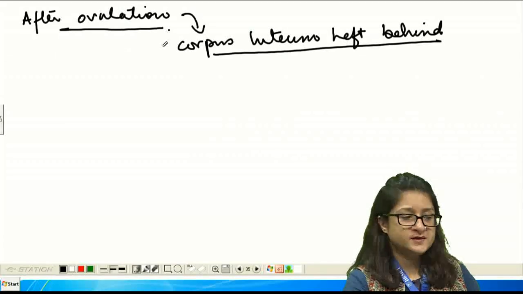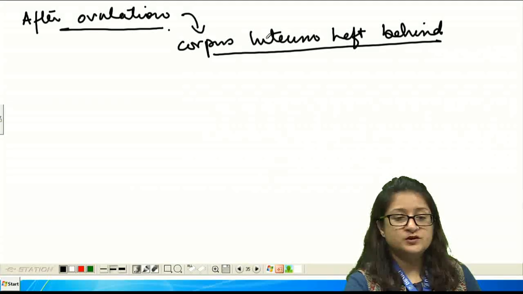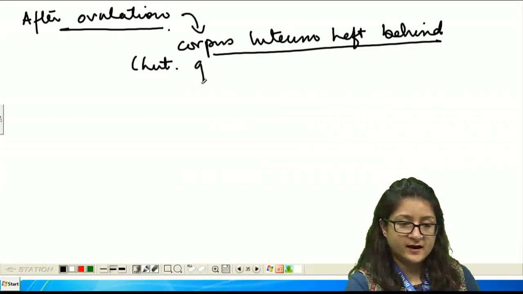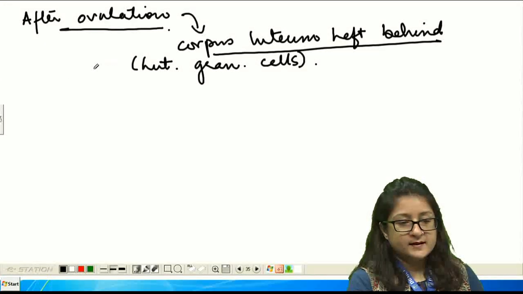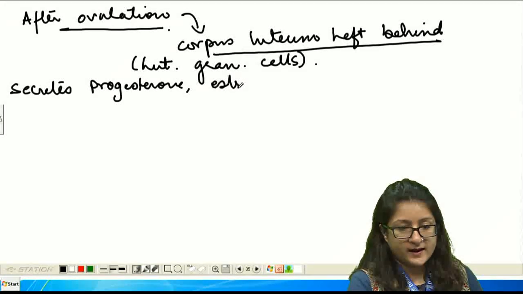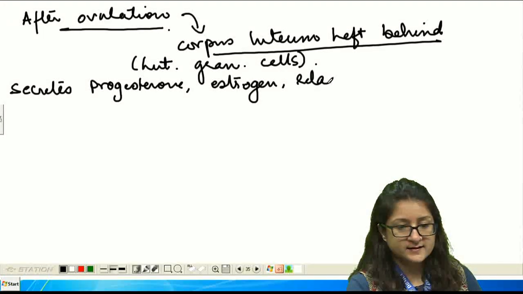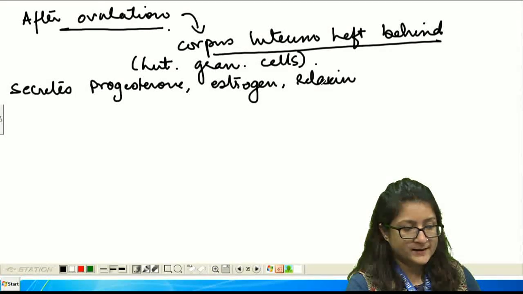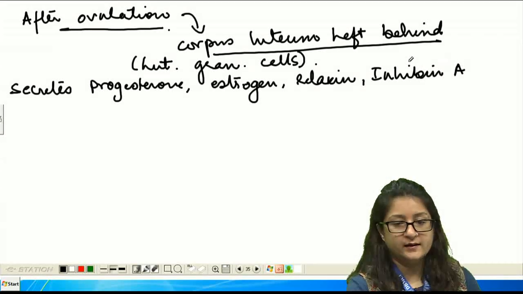Very importantly, you have to remember that this corpus luteum is formed mainly by the luteinized granulosa cells. It secretes progesterone, it also secretes estrogen, and relaxin. All right, it secretes progesterone, estrogen, relaxin, and inhibin A. Very, very important, inhibin A.